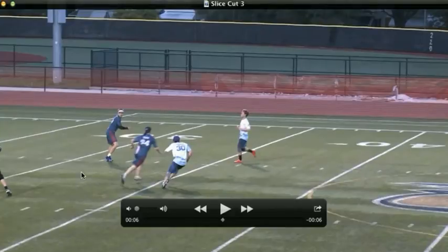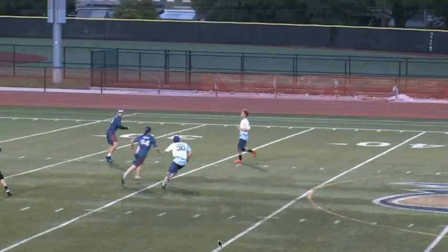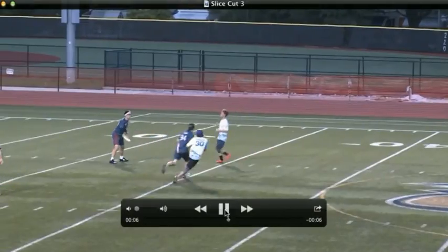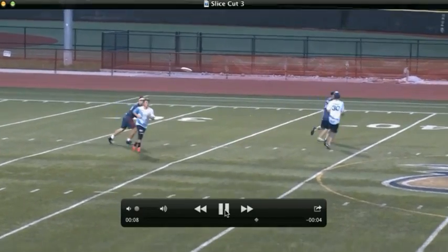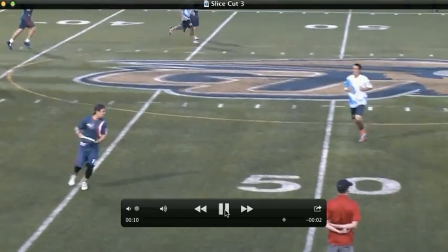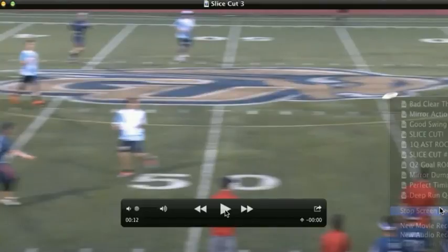back and receive this disc from this player because they're used to having the disc in their hands. Instead, this play, the slice cut, is designed for the handler to clear out that space, trusting their teammates and really opening up the flow space. Sure enough, another big cut into that space. Easy throw. We can turn and look upfield and attack the flow side.